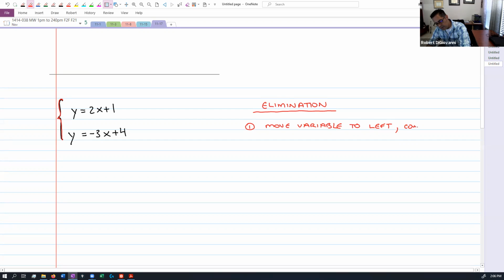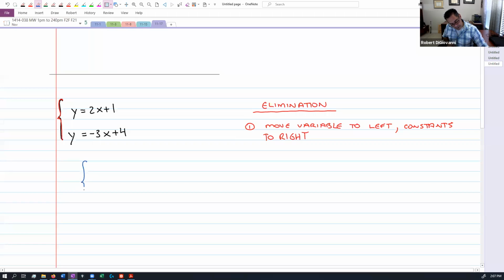Numbers or constants to the right. Now, when I do these steps, I'm going to do the step, and then I'm going to go back to what the method is and back to the step, because elimination is really hard to write the rules for, or what you're doing, or what the goal is here.